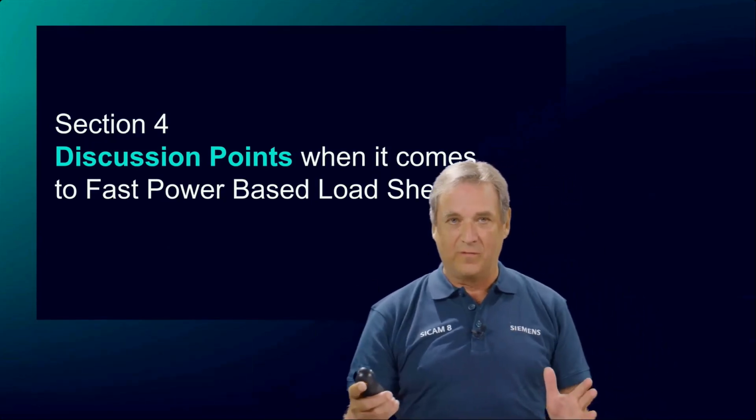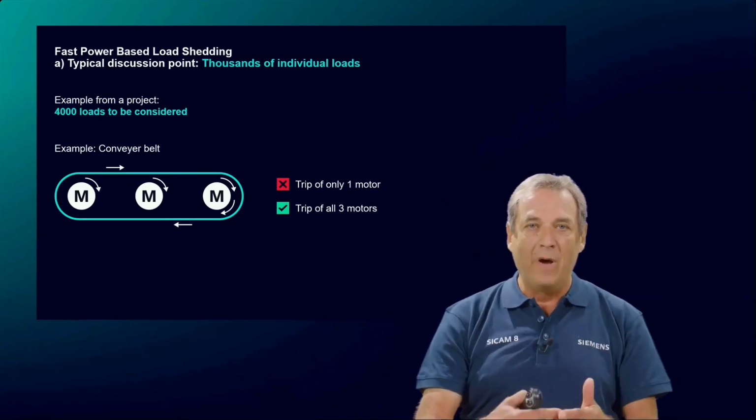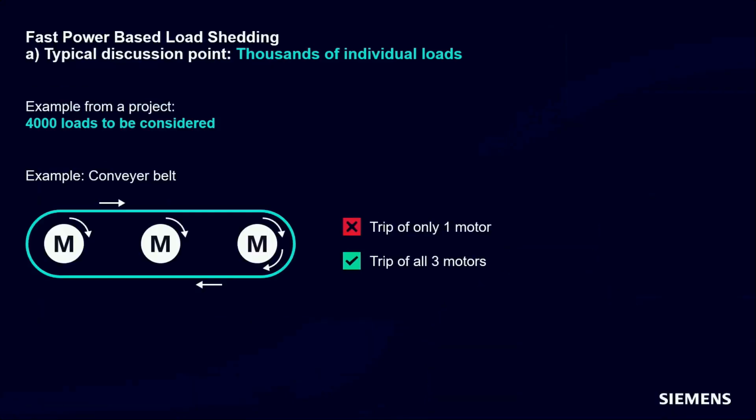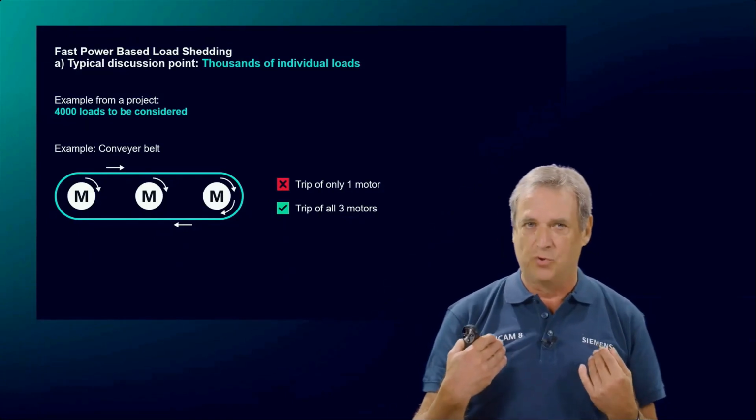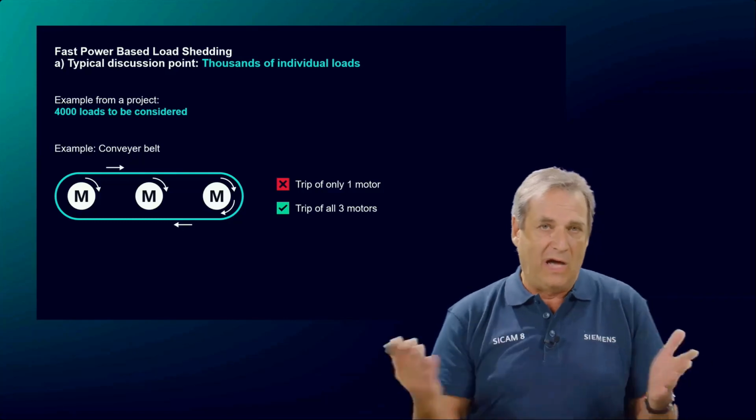So one of these typical discussion points is the considered number of loads for load shedding. Especially on the Asian market, we received several times requests for thousands of individual loads to be considered for load shedding. I remember one inquiry asking for 1,600 loads, then came one with 2,000 loads, and the last one, 4,000 loads. Frankly speaking, I'm not sure if this high number of loads really makes sense, because I will explain to you why.